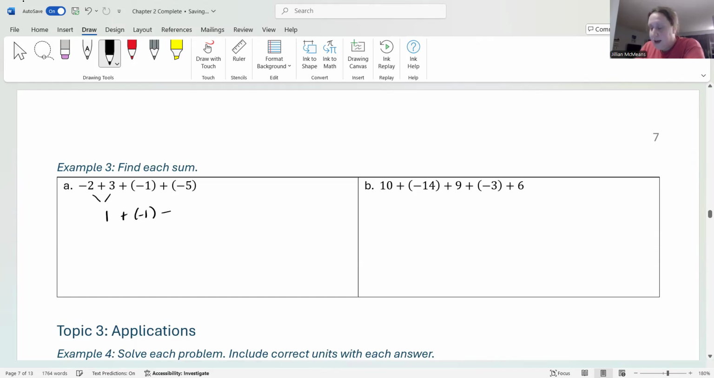And then for me, I like to just bring down the rest of the problem so I make sure I don't forget anything. And then I add the next two, or the first two in the next row. So here I have 1 plus -1.